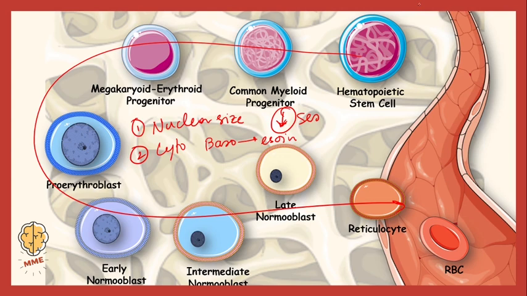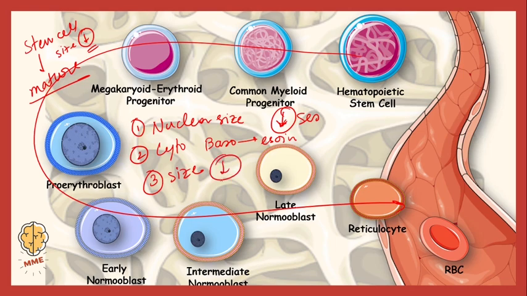And the third thing that you have to know is the size. The size of the cell as a whole, whenever you move from a stem cell to a mature cell, the size will always decrease. Right, size decreases. So the hematopoietic stem cell is a very big cell, but RBCs are very small in comparison. As we move from hematopoietic stem cell to RBC, the nuclear size also decreases, and at one point of time the cell gets so filled up with hemoglobin that the nucleus is thrown away. At what stage? Late normoblast, they throw away the nucleus, and the cytoplasm converts from basophilic into eosinophilic.